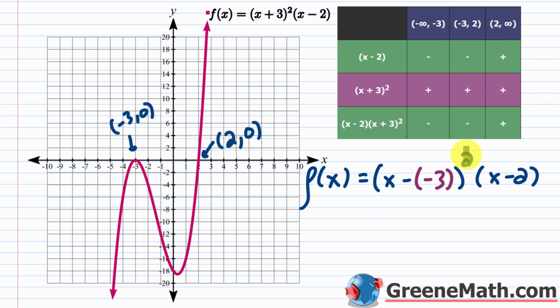Now I want you to notice that this exponent here is even. It's 2, so that means, again, this is a 0 of multiplicity 2. Notice that this graph comes up and it touches there and then turns back around. It does not cross through like this one does.